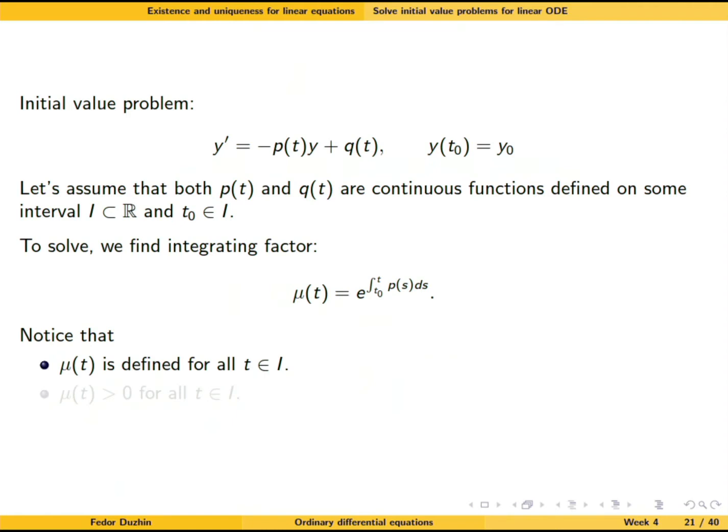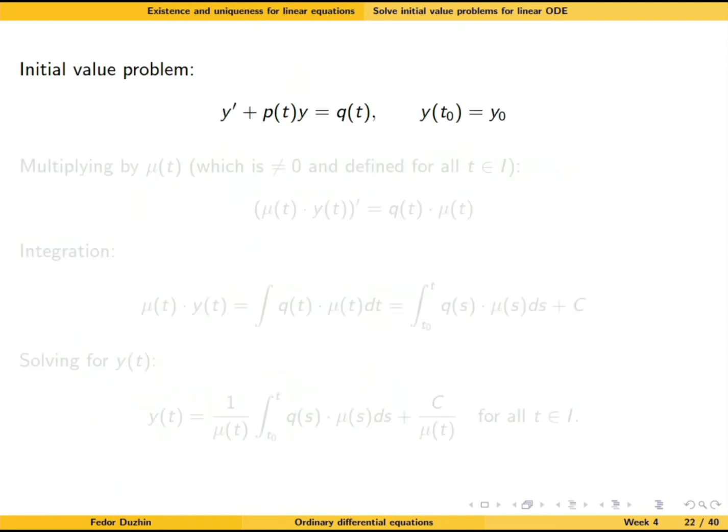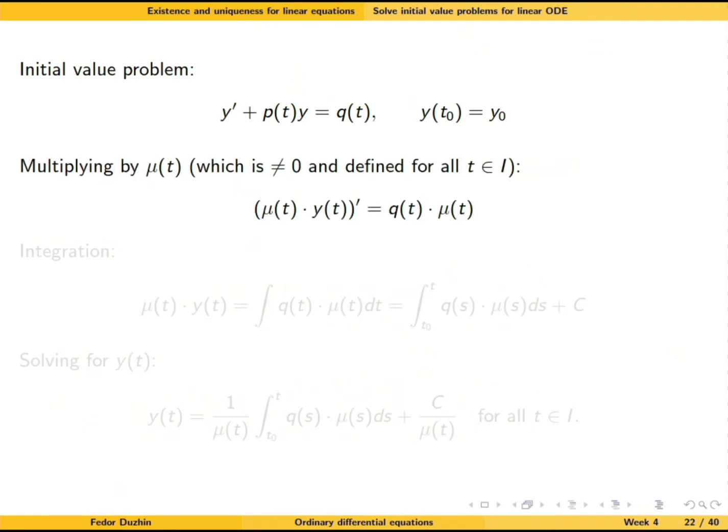Yeah, so whenever p is defined, then mu of t is defined. And second, it is positive. It cannot be 0 because it's the exponential function. Right? So let us multiply with this integrating factor. And then the general method tells us that the left-hand side is the derivative of the product mu times y, which means that mu times y itself is going to be the antiderivative of the right-hand side.